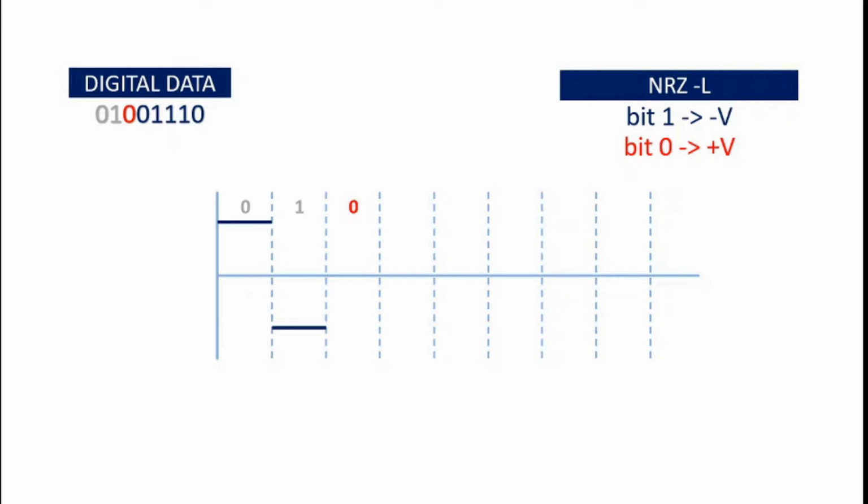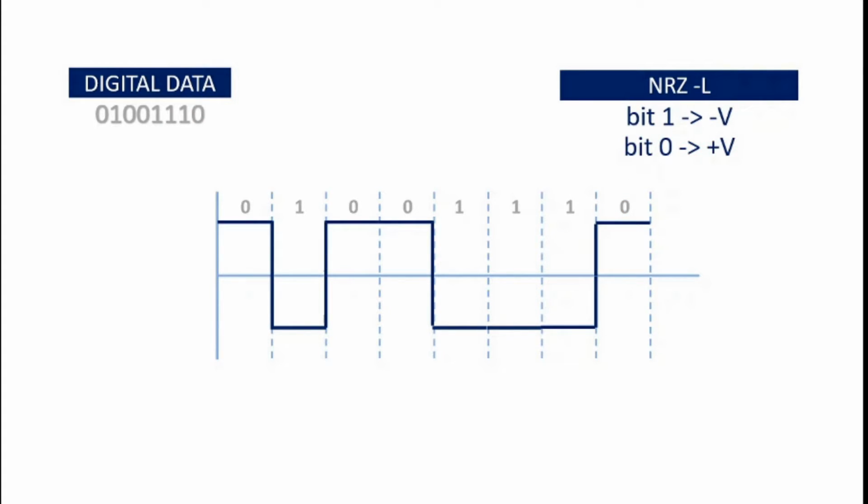Next bit is 0, so we draw a straight line at positive level. Again, for bit 0, we draw a line at positive level. Next is 1, so we draw a line at negative level. We have bit 1 again, and hence we draw the line at negative level. Again, for bit 1, we draw at negative level. And finally, for bit 0, we draw at positive level. Now, if we connect these lines, we have our signal in polar NRZ-L scheme.